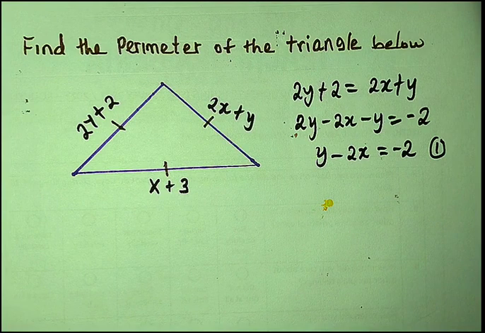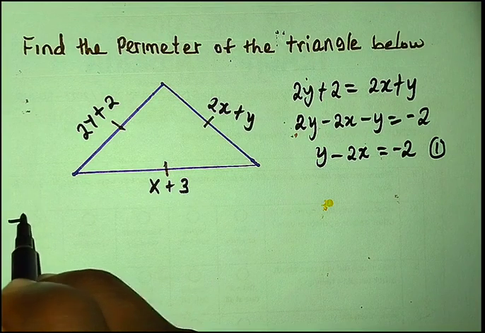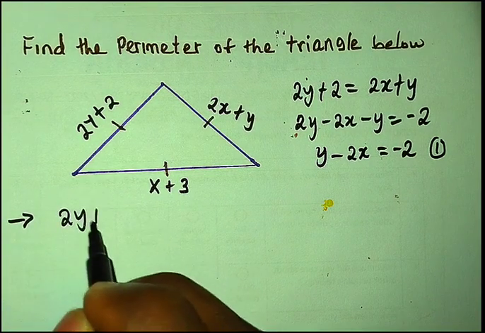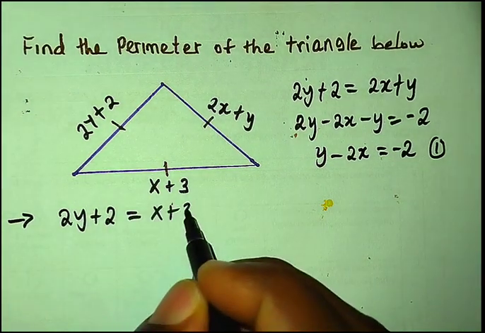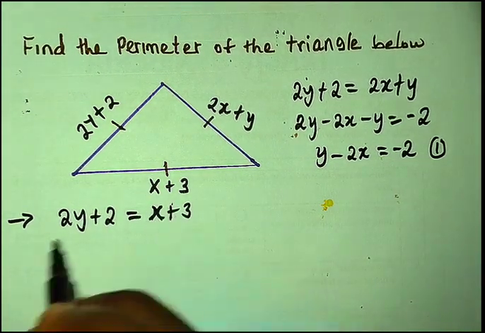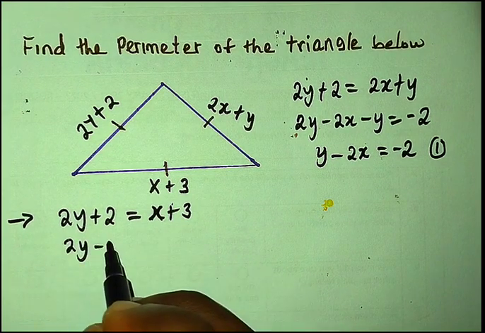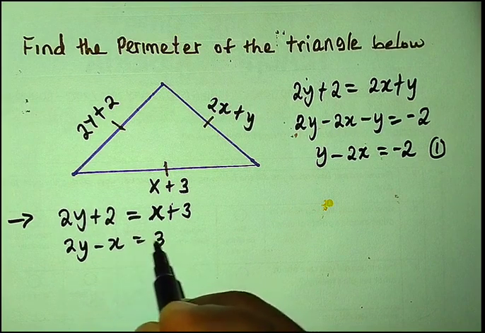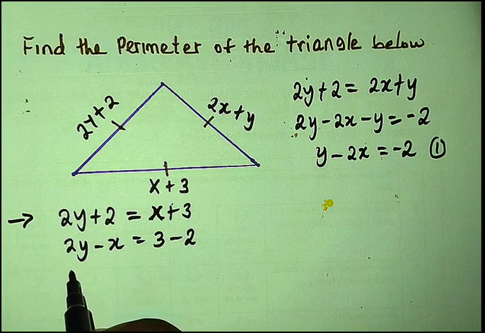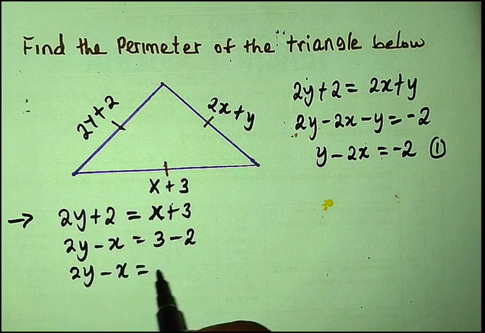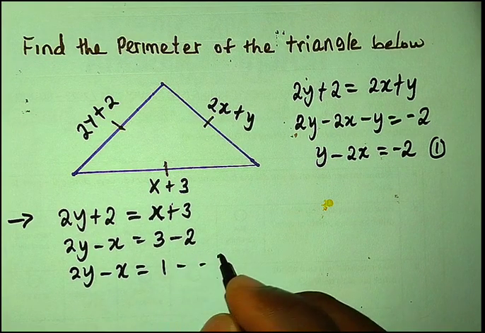So from there, we can see that the same thing we said for this, 2y plus 2 is equal to this base, which is x plus 3. Are you getting it now? So now let's write this the same way. We have 2y, let's send x to this place. We have x equals 3 minus 2. So we are going to have 2y minus x equals 3 minus 2, which is going to give us 1. So I have this as equation 2.